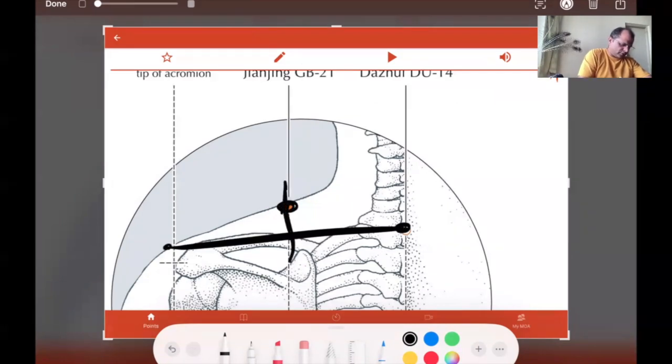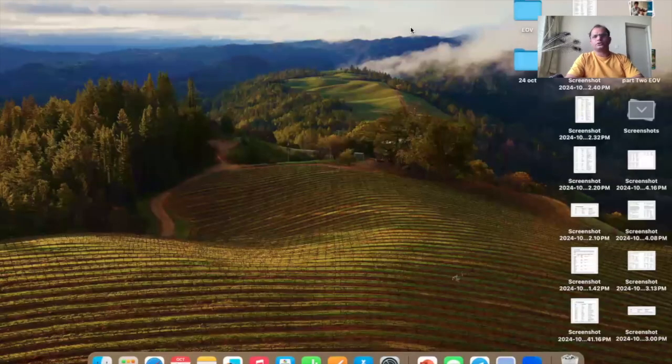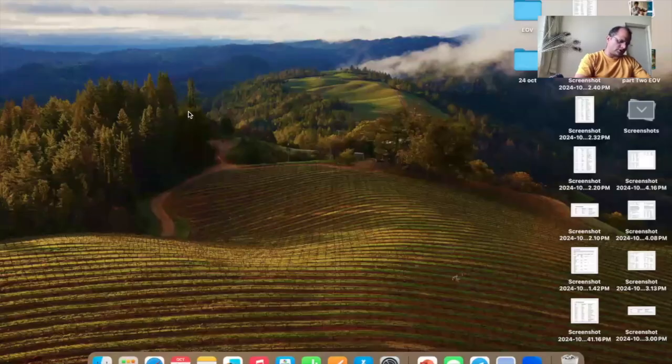Halfway, neck to shoulder. अगर आप गर्दन से शोल्डर तक की जर्नी करते हैं तो हाफ वे में आपको गॉलब्लैडर 21 मिलता है. कहाँ मिलता है? ऑन द ट्रापेजियस मसल. Starting the journey from the neck to the shoulder, in the halfway you will find this point. This is gallbladder 21.